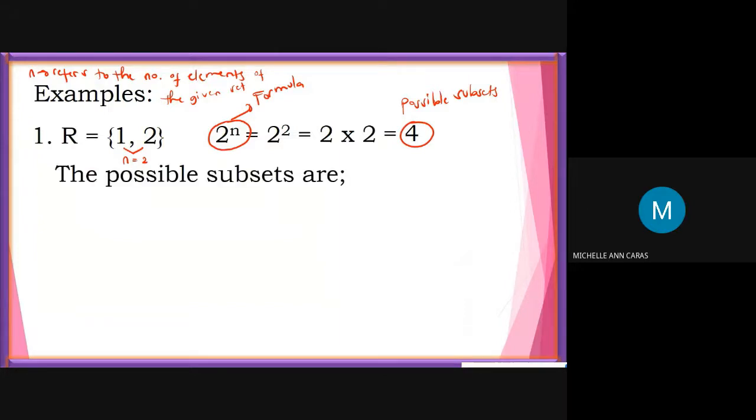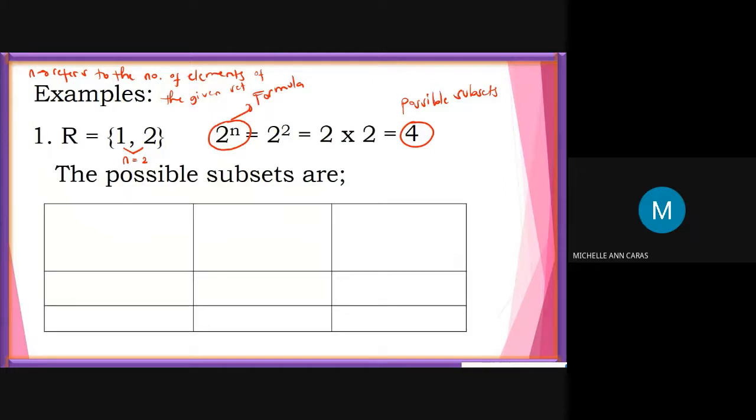Okay, and the possible subsets are, first, we're going to make a table. As mentioned earlier, every set is a subset of itself. So if we look here, set R has two elements, so we're going to start with 2 elements. What are those two elements? Of course, the elements of R, or itself. So we have 1 and 2.